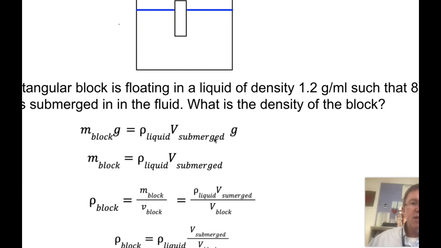I can cancel out my g. So I have the mass of the block is equal to the density of the liquid times the volume of the block that is submerged in the liquid. And so what I can say then is the density of the block is equal to the mass of the block over the volume of the block. That's the definition of density. But I can then substitute this with this. And at the end of all this, I get that the density of the block is equal to the density of liquid times the volume submerged, of the total volume, divided by the total volume, which basically is the percent that's submerged. So that's a pretty cool thing. Take the percent that's submerged, multiply it by the density of fluid, and there you have the density of the block.